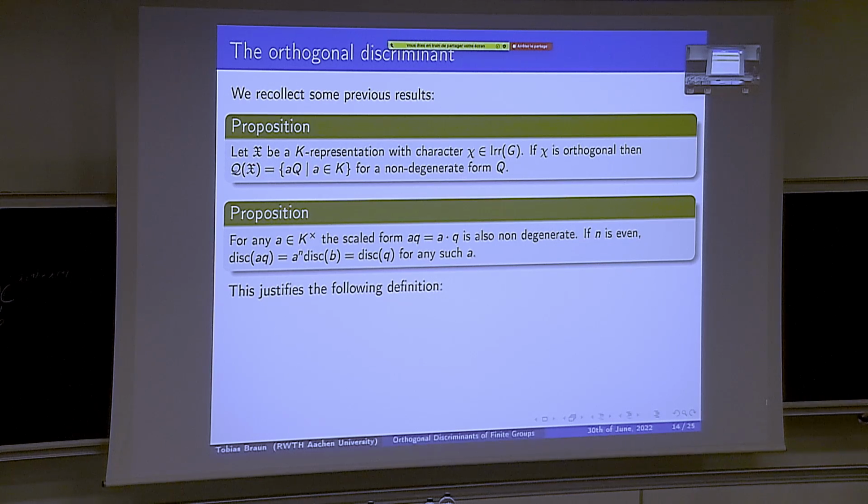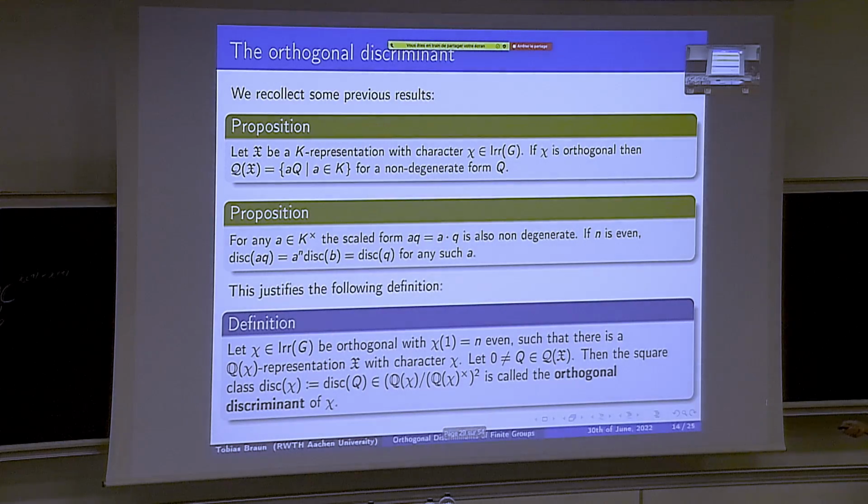spanned by a non-degenerate quadratic form Q. And the other thing that I talked about when we discussed quadratic forms is, well, what happens if we rescale a form? Then this invariant, the discriminant, stays the same, no matter which form you take. So if you now just combine these two propositions, you get, I guess you know what will come, the following definition. You just take both assumptions that we have here.